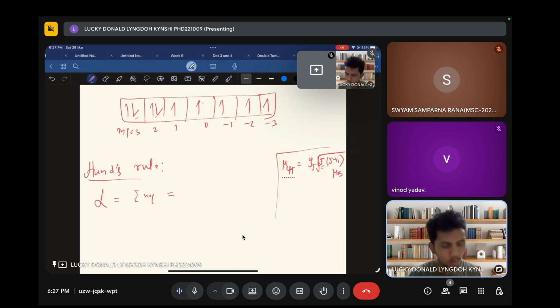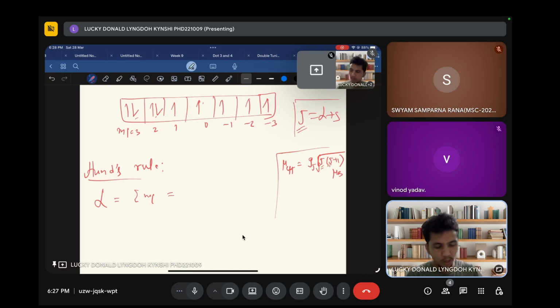Because we want to find out the total angular momentum J, and J is equal to L plus S. Okay, so let me just remind you here, J is equal to L plus S. Why do you have to find L? It's because you need the value of J at the end. That is why we have to solve for the value of L.